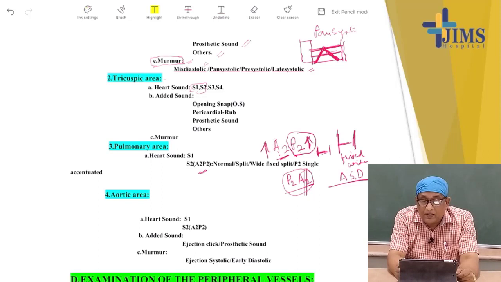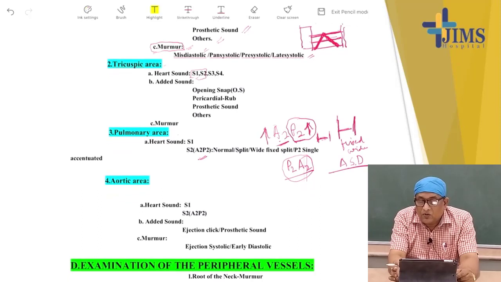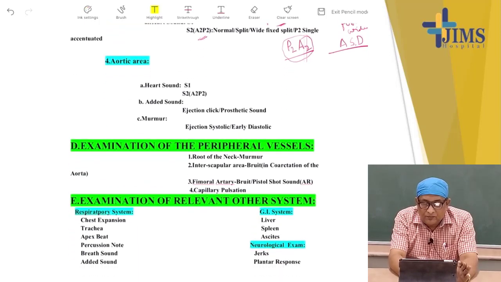So in this way, we auscultate the different areas: pulmonary area, aortic area, tricuspid area, and mitral area. Here it is given in detail, but you need not know that initially as a beginner. You will see first heart sound, second heart sound. You will auscultate in the second space on the left side, pulmonary area, and second space on the right side, aortic area, and see whether A2 or P2 is accentuated. That's all. And you can also note the split. Then this is the auscultation.